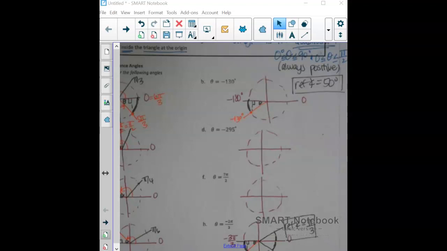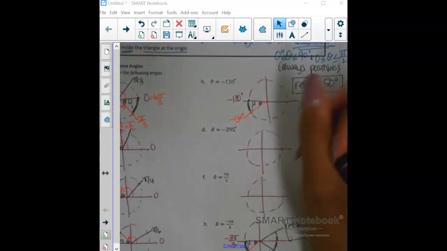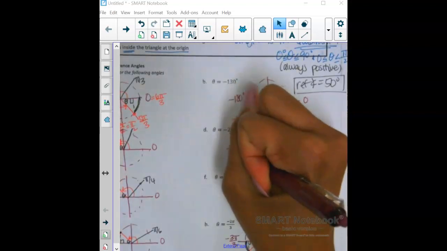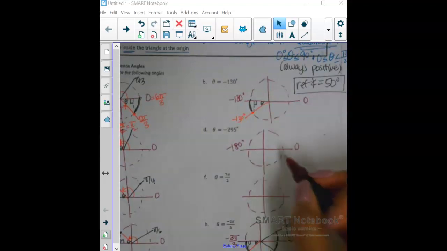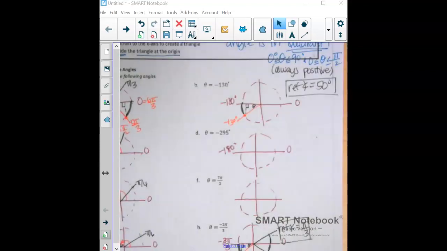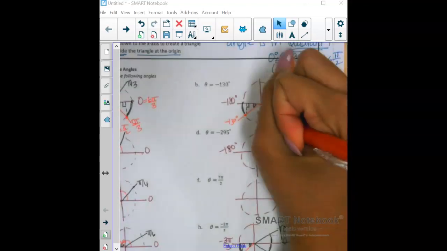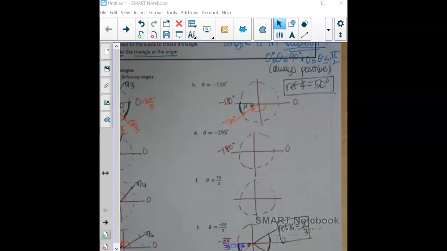All right, Melissa, that's all right. Let's look at D. We have negative 295 degrees. The first thing that I'm hoping you did is you put your 0 and negative 180. What quadrant do you think negative 295 is going to be in? Not quite. Remember, you're going in a clockwise motion. Let me actually draw this out because I didn't do it for the last two. We're going in a clockwise motion, so we're going this way.